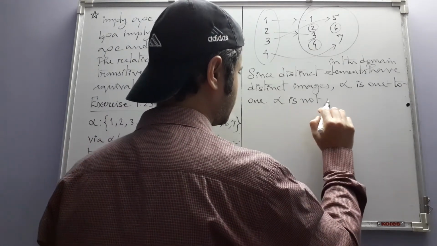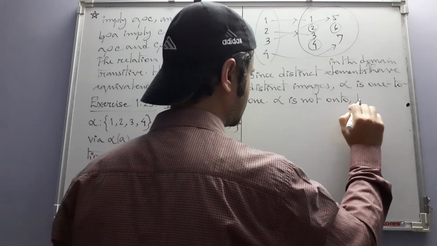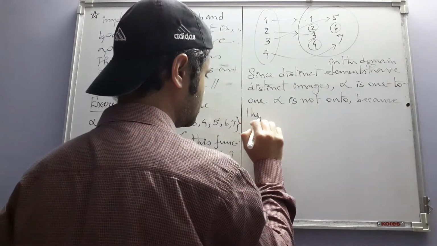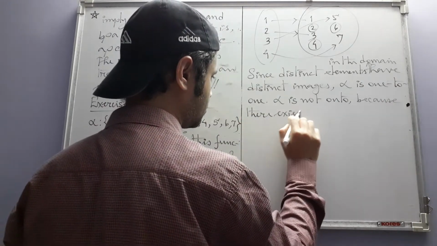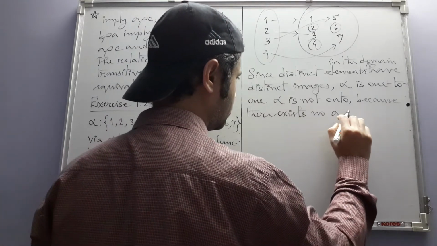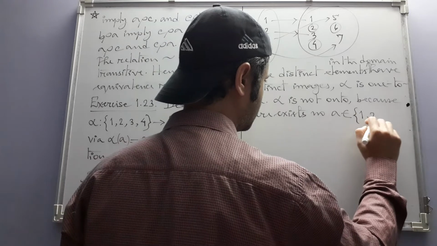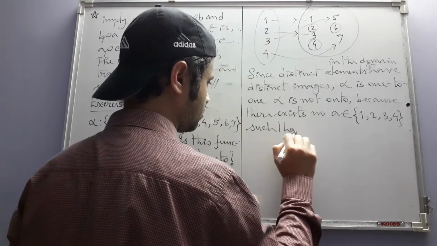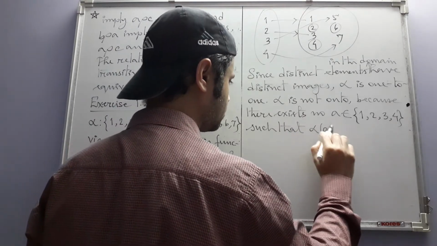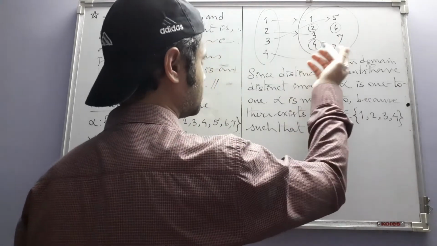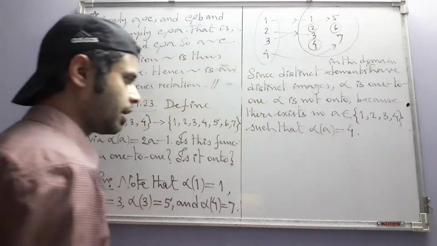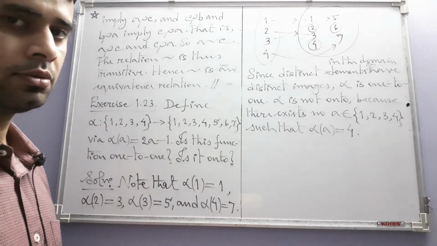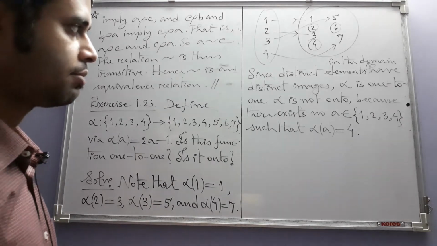Whereas alpha is not onto because there exists no a belonging to the codomain such that alpha of a is, say, 4. For lack of ontoness, you just need one counterexample. 4 has no pre-image or inverse image, so alpha fails to be onto.